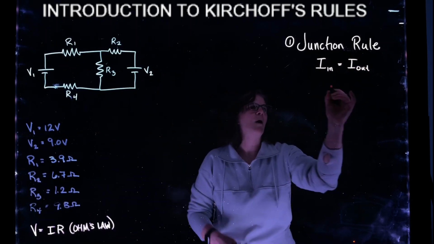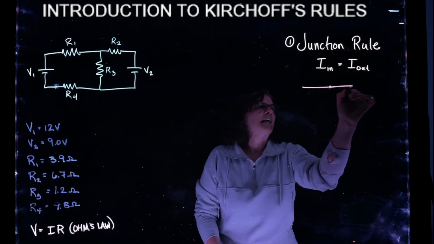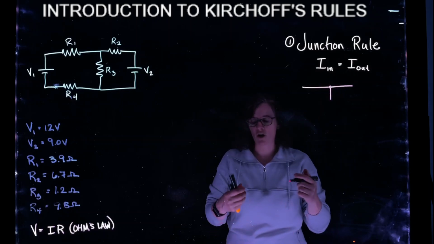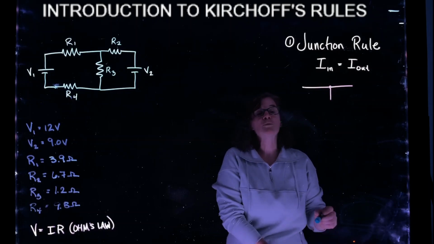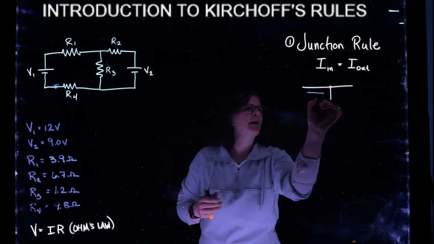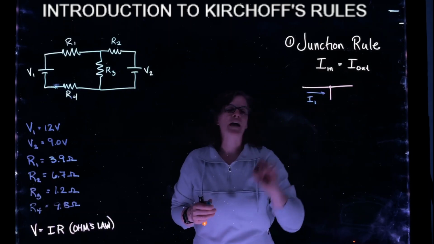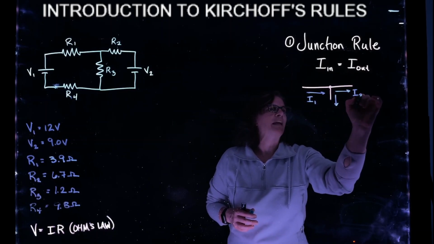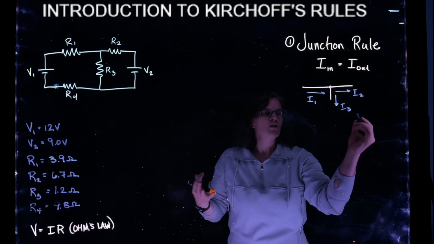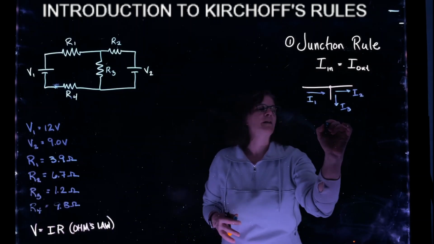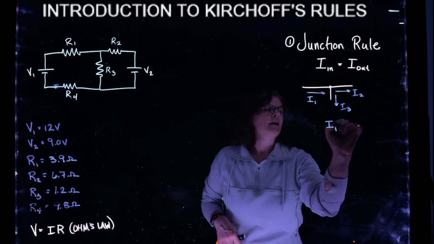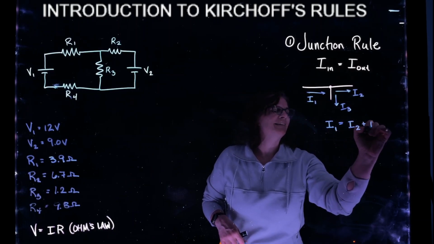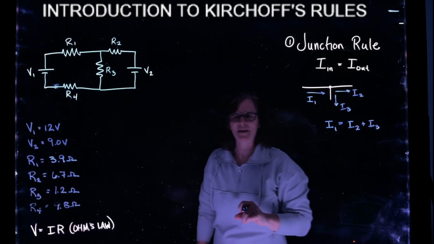If I have a wire that suddenly has two wires moving off from it, this location is what we call a junction. The junction rule simply tells us that if I have a current coming into the junction, we'll call that current I1, it has to equal the current going out of the junction. So if I write that as a mathematical equation, I see that current I1, the current in, has to equal the sum of current I2 and current I3, the current going out.